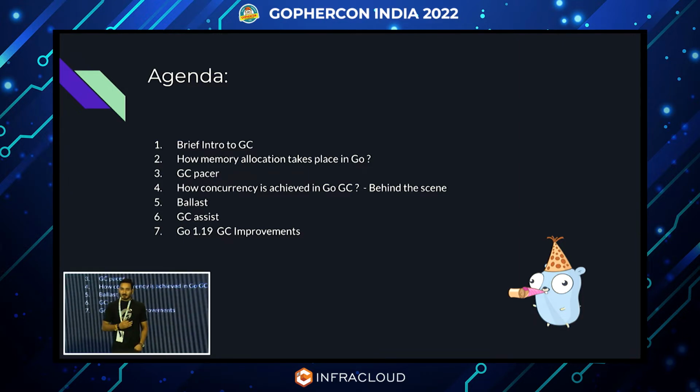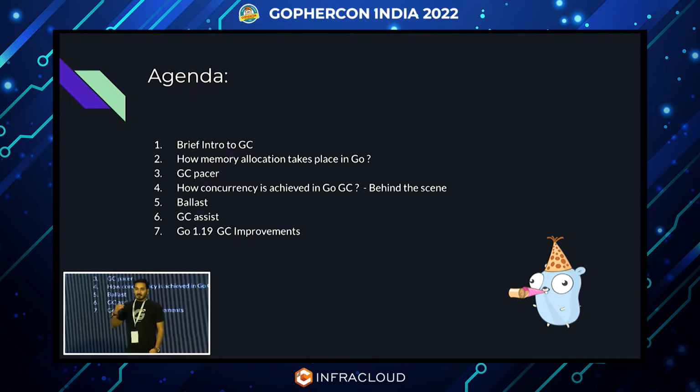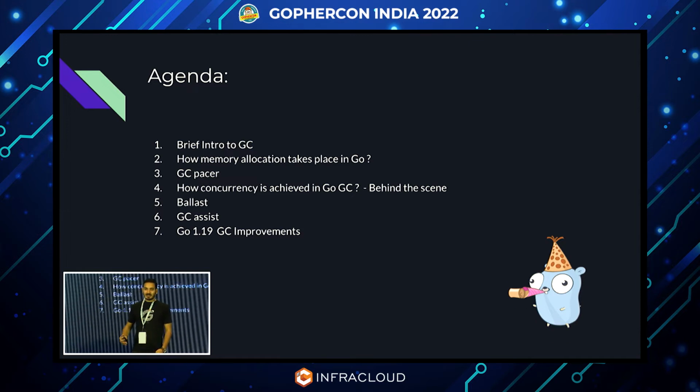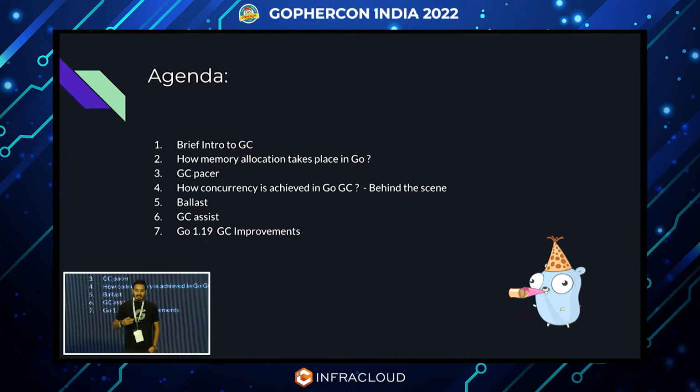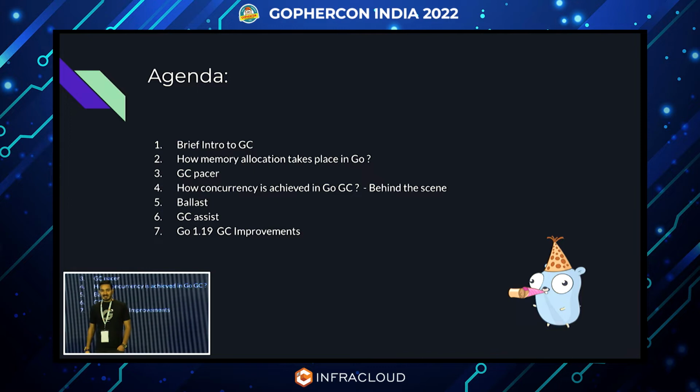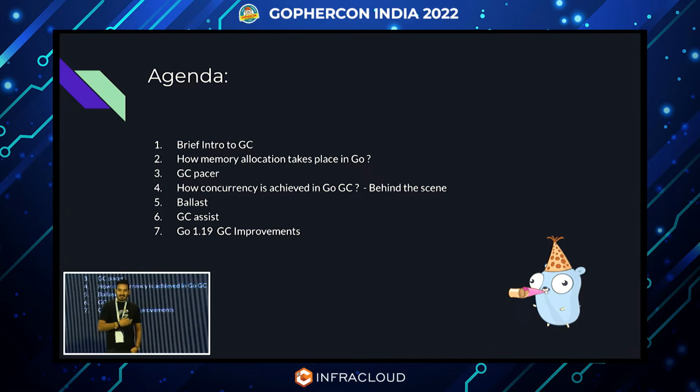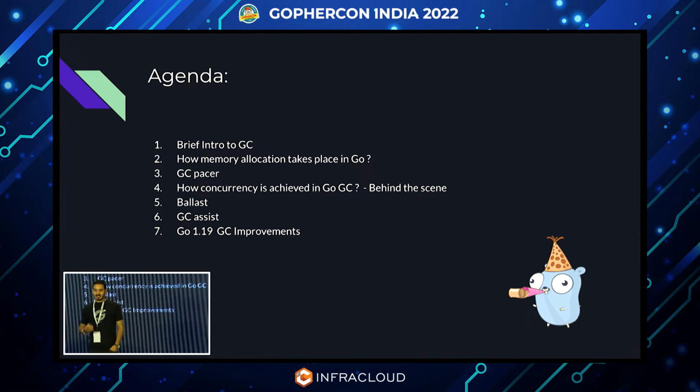Next one is the Ballast. It's a mechanism or hack that was created by Twitch. It's very popular in the Go world. Apart from that, we'll talk about the GC assist. And next one is the improvement that happened in Go 1.19. Go 1.19 was recently released, and they did some optimizations on the GC. So we'll talk about that as well.